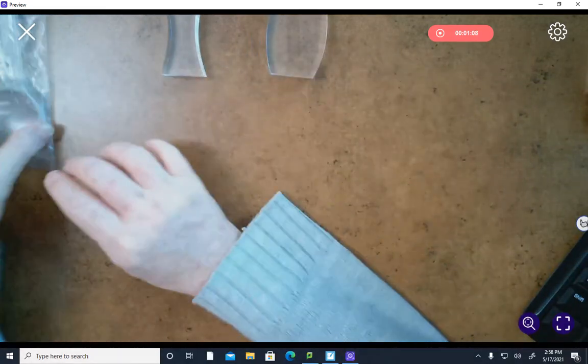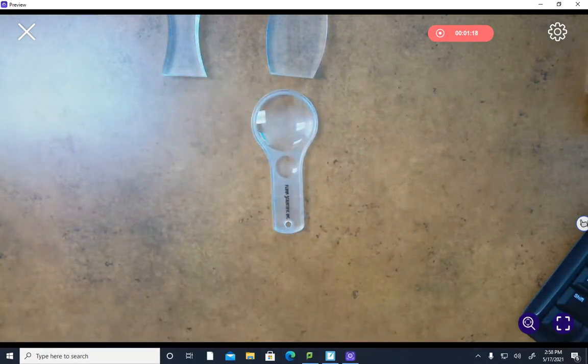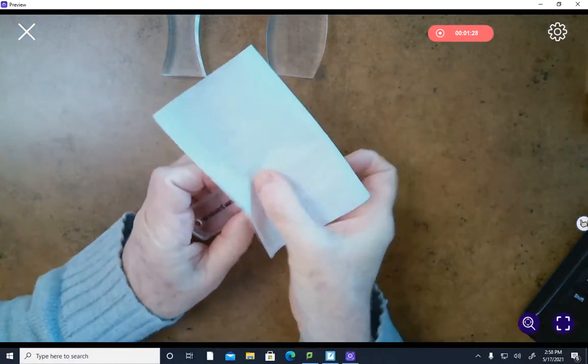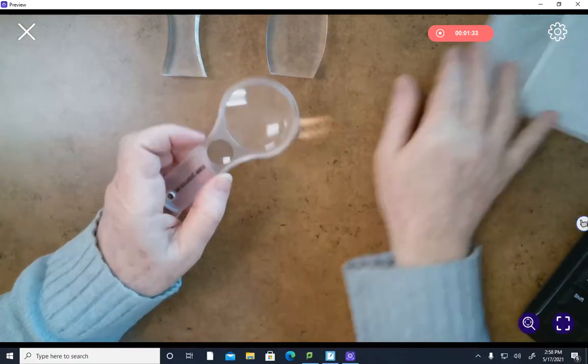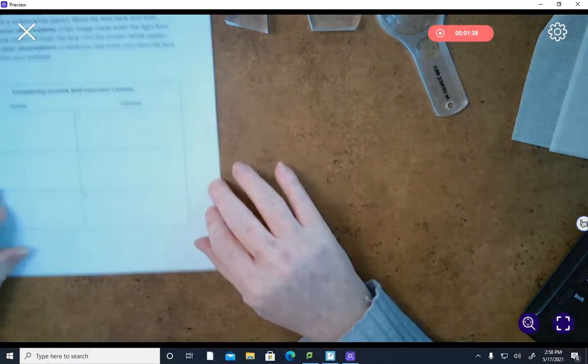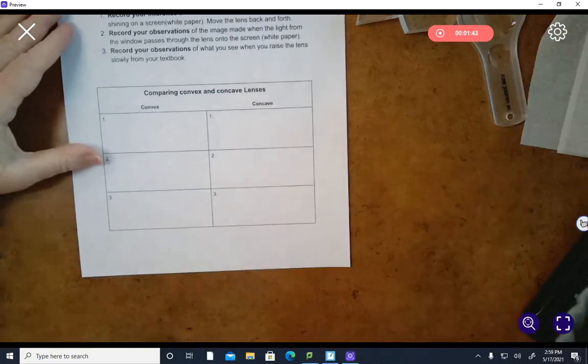The most common kind of convex lens that you might be familiar with is a microscope. If you happen to have a microscope around, you could take a tissue and you can actually feel that it's curved, that it's thicker in the middle. So both of these types of lenses refract light. And our lab is going to talk about how they affect light.